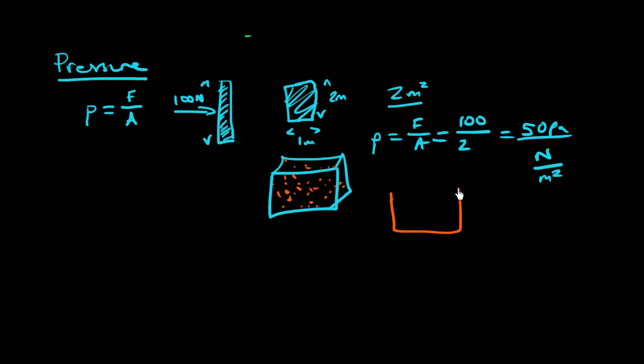You can have a container like this, and let's say it contains a golden liquid of some kind.